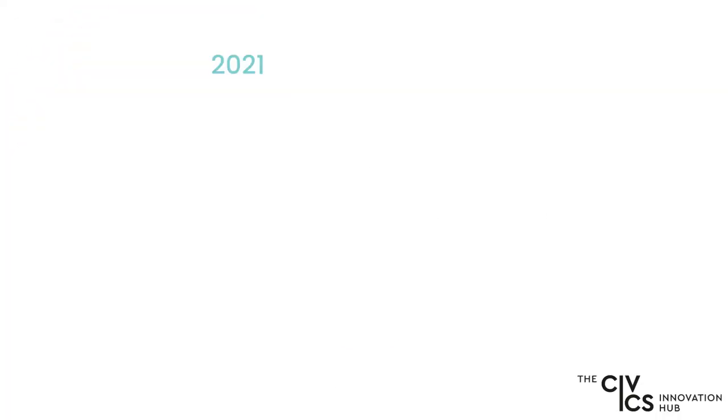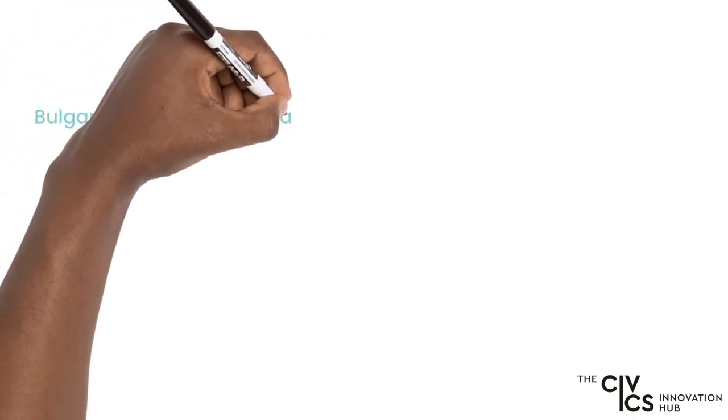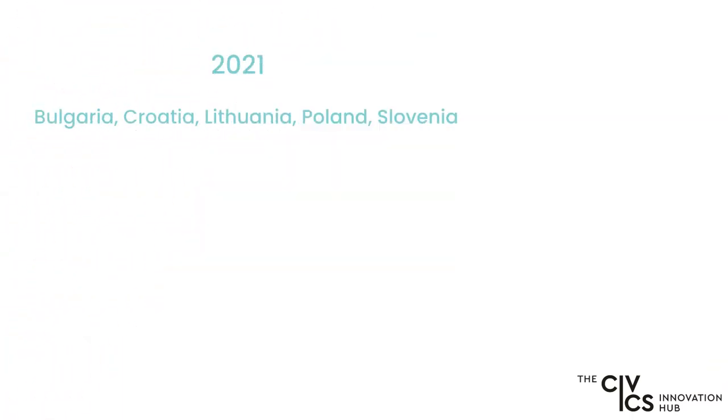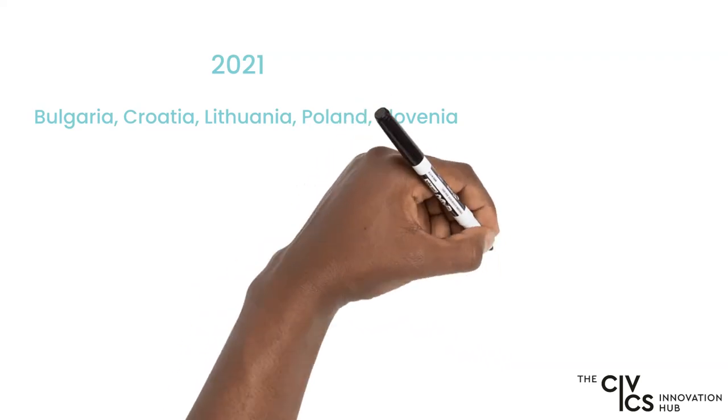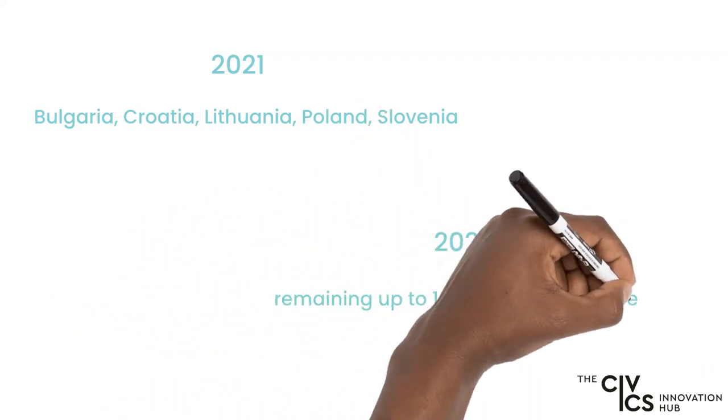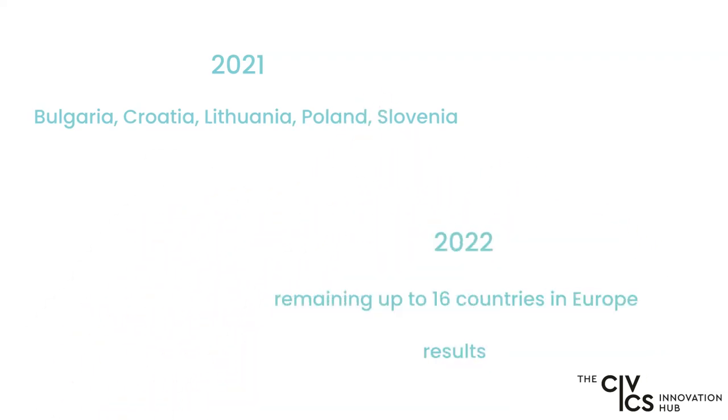In 2021, we started the mapping of 5 pilot countries: Bulgaria, Croatia, Lithuania, Poland, and Slovenia. In 2022, we plan to map the remaining 16 countries and publish the results.